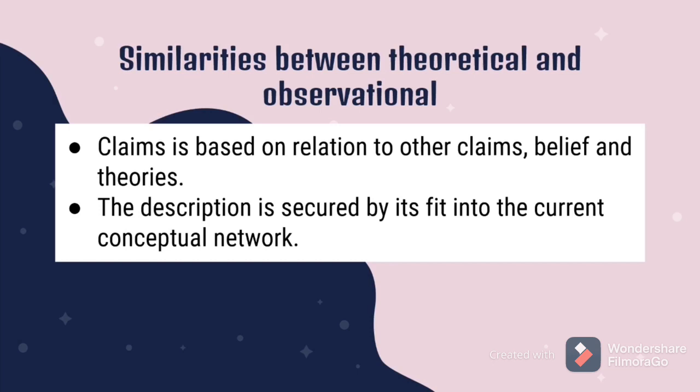Current conceptual network means the flexibility of the descriptiveness to our current situation. It must have the capability to explain the current situation. For example, the theory of gravity. The description is flexible to our current situation, where we know that gravity does exist and it has the capability to explain the current situation, such as why the moon does not fall.